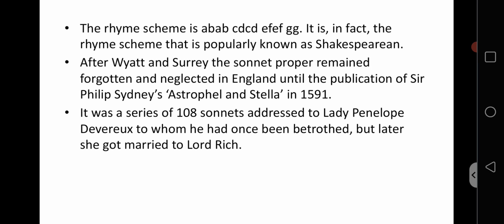Now, Astrophel and Stella is a series of 108 sonnets, and these sonnets were addressed to a lady. Her name is Lady Penelope Devereux, to whom he had been betrothed, engaged, but later she got married to Lord Rich. So Lady Penelope was Sir Philip Sidney's beloved, and she was engaged to him, but she did not marry him. Later she got married to Lord Rich. So Astrophel and Stella is a collection of 108 sonnets.